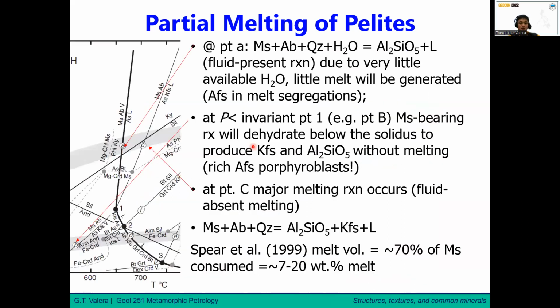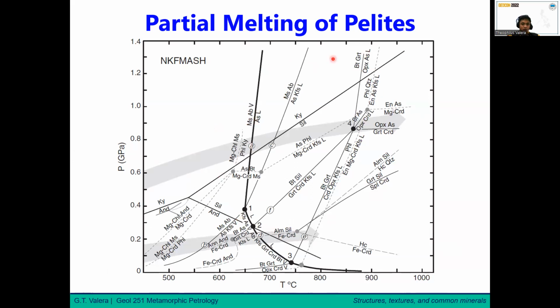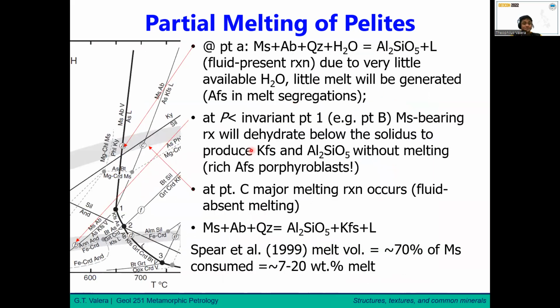Sige, next ko na lang muna. Focus here. Yan, para i-discuss natin yung itsura. So si point A, muscovite plus albite plus quartz equals aluminosilicate plus liquid. This is a fluid present reaction. Due to very little available water, however, little melt is generated. So we can see this in met rocks as alkali feldspars in melt segregations. At pressure less than the invariant point, this one, 0.1, muscovite bearing reaction will dehydrate below the solidus. So dito yon, dito yung curve na to basically.